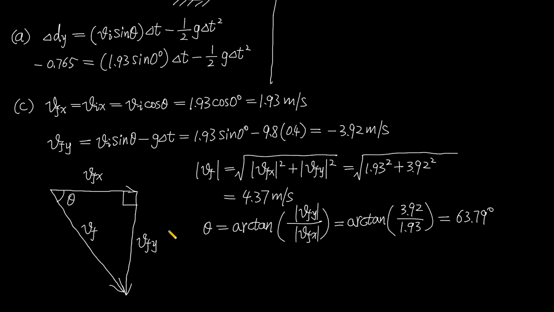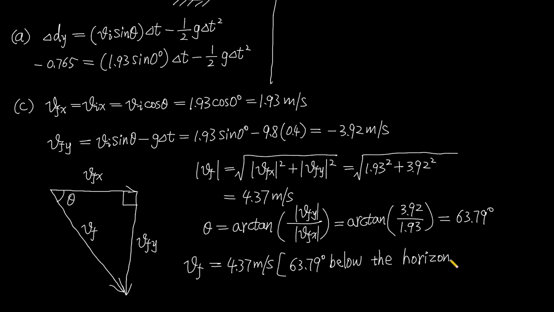And this equals 63.79 degrees. So the final velocity's magnitude is 4.37 meters per second, and its direction is 63.79 degrees below the horizontal. It's because this direction is horizontal, that is below the horizontal by 63.79 degrees.